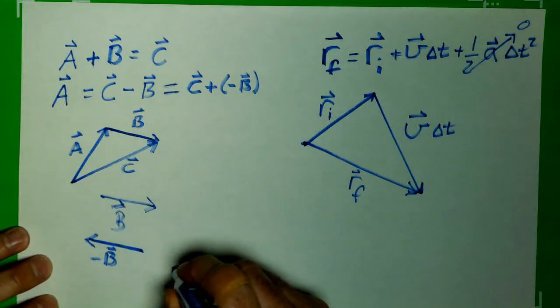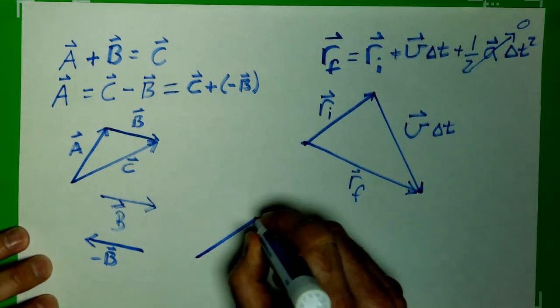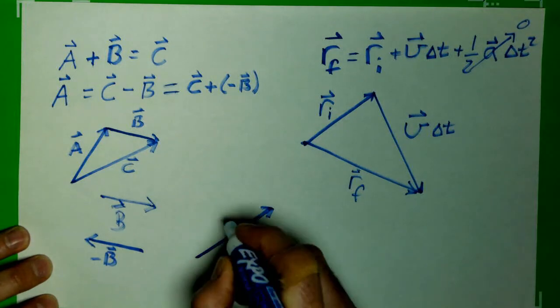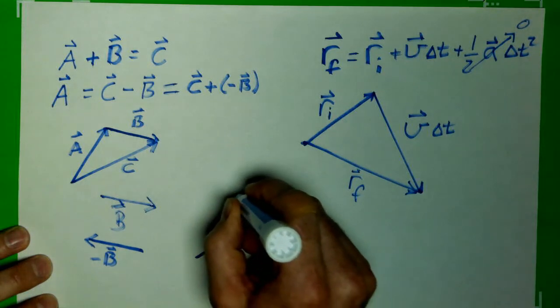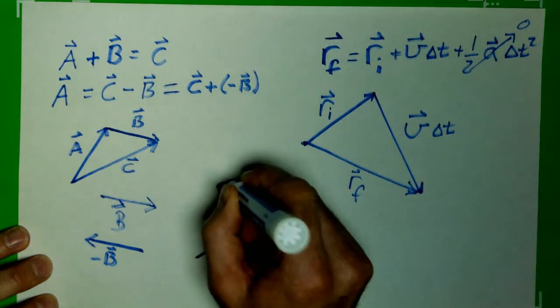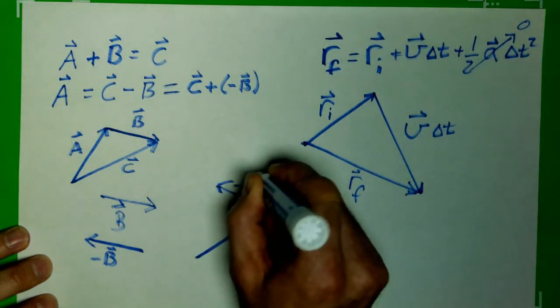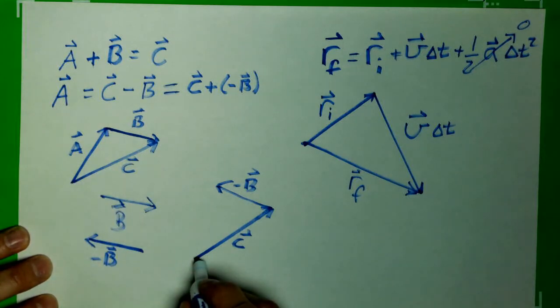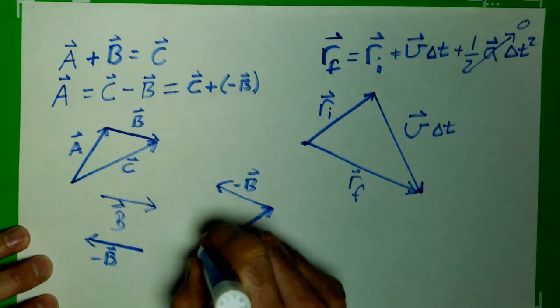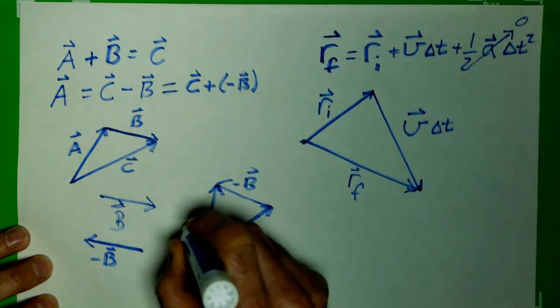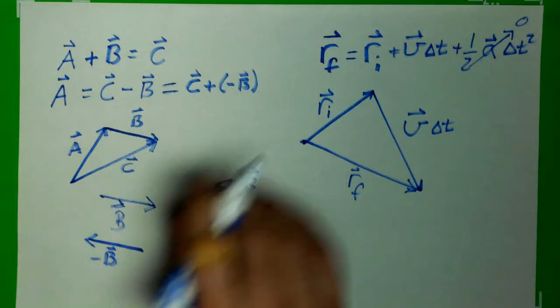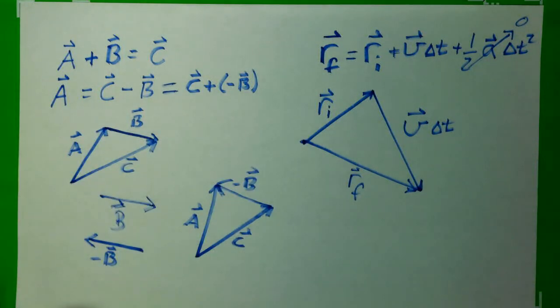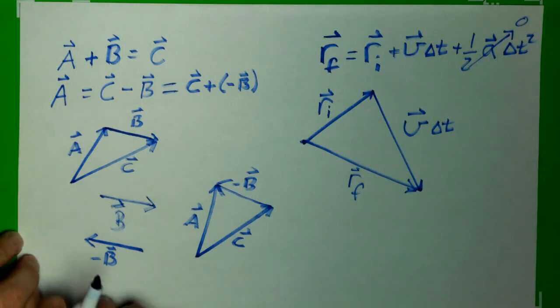So here's C, I add negative B, trying to draw that as accurately as possible. Then A goes from the tail of the first vector to the tip of the second vector. And that's how I'd find A equals C minus B. That's how we do it graphically. Now we'll move on to a case where we have components.